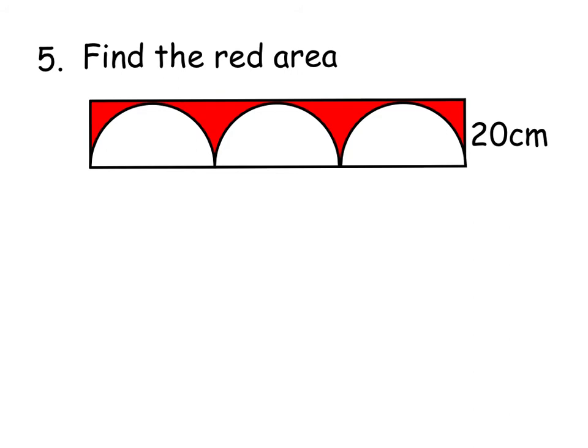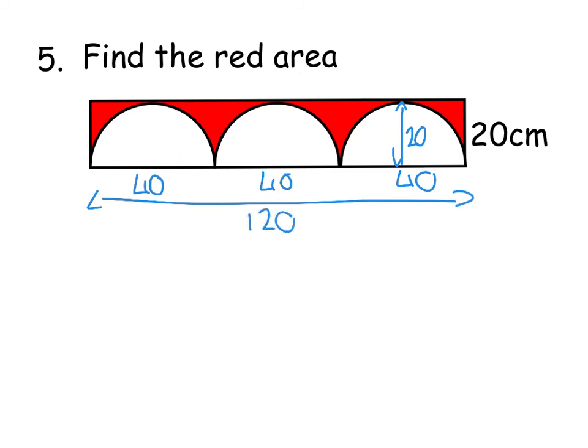What is that missing dimension at the bottom of the rectangle? Well, they've told us that the height is 20, so that means my radius is 20. Now if your radius of a circle is 20, what's your diameter? That's right, your diameter is 40, so we've got 40, 40 and 40 there for the full length. So the length of the rectangle is 120. So the rectangle is 20 times 120, which is 2,400.